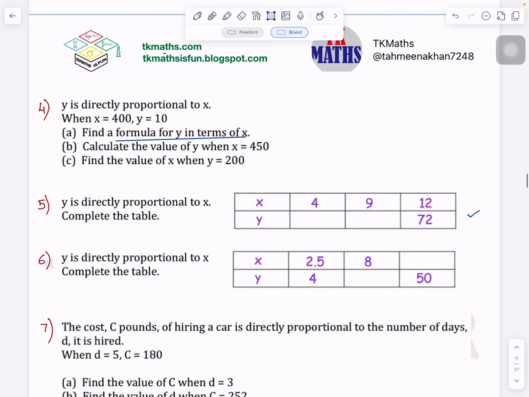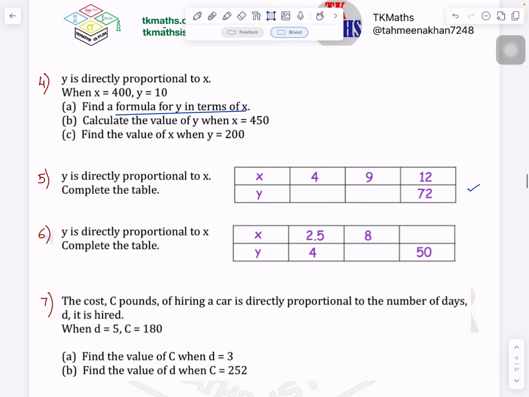In the last video, I told you that we will cover these 4 questions. So if somebody wants to try it out yourself, you can do it, and then I'll show you the solution.